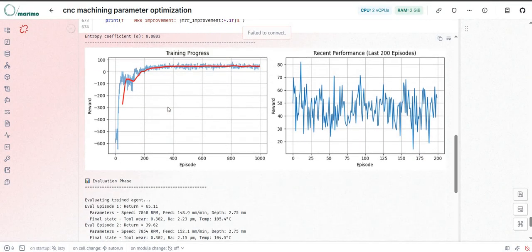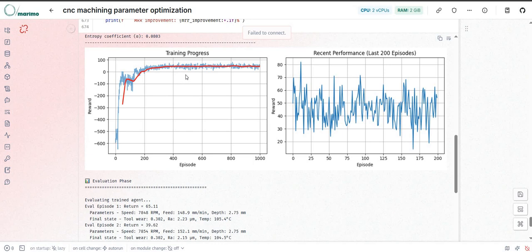And let's look at our plots. What do the plots show? The training progress graph has reward on the vertical axis and episode number on the horizontal. Early on, the curve is very noisy and stays negative, but after about 200 episodes, it crosses into positive territory. The red line, which is the moving average, shows a steady climb until it stabilizes around 50 reward.